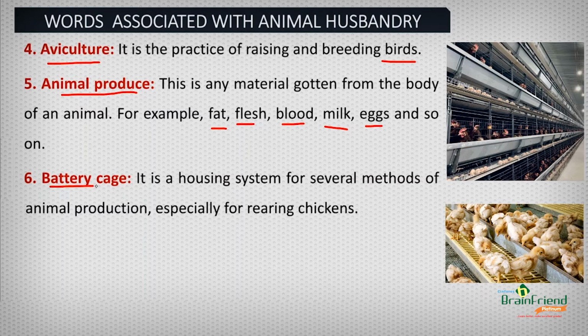Next, we have battery cage. Battery cage is a housing system that is used in the production of animals, and it is mostly used in the rearing of chickens. This is an example of a battery cage.